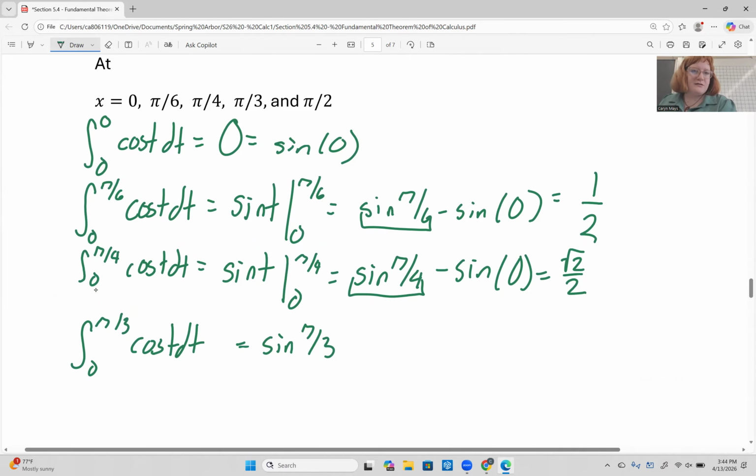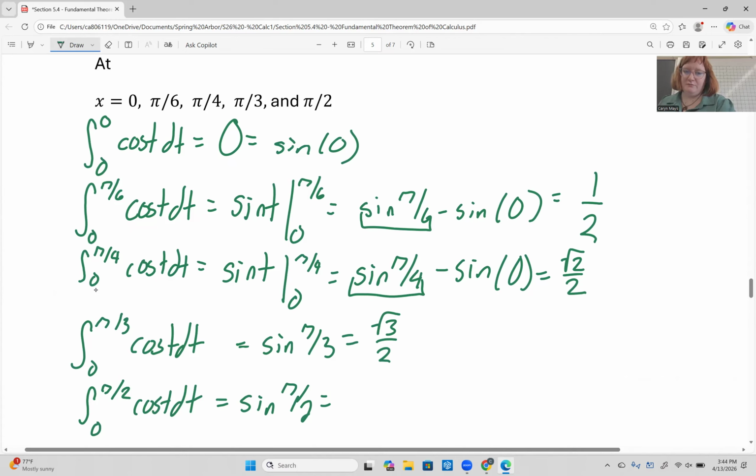And the last one, the integral from 0 to pi over 2 of cosine t dt, would be sine of pi over 2. Quickly, what is sine of pi over 3? It's root 3 over 2. And sine of pi over 2 is 1.